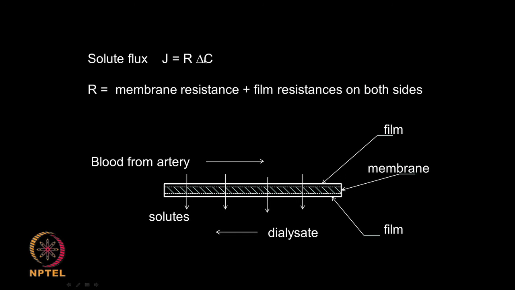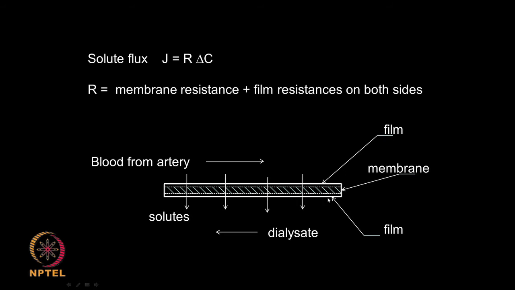Delta C is the concentration gradient. So, if you have, say, a porous membrane in the middle, with the blood flowing like this and the dialysate flowing countercurrent, the solutes diffuse out into the tube side of the dialysate.